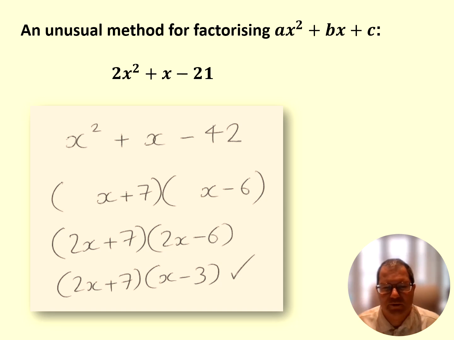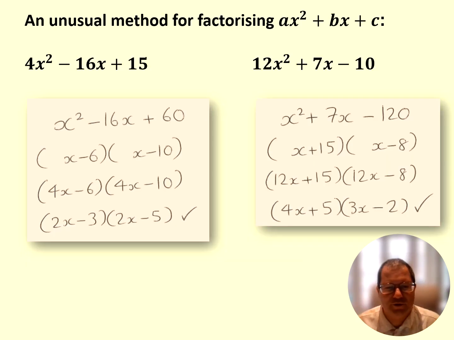2x plus 7 times x minus 3 is the actual answer to the original question of factorising 2x squared plus x minus 21. We can check it. 2x times x is 2x squared. 7 times negative 3 is negative 21. And the x in the middle comes from doing 2x times minus 3, which is negative 6x, and 7 times x, which is 7x. And 7x take away 6x is x. So it works. I've put a tick next to it.